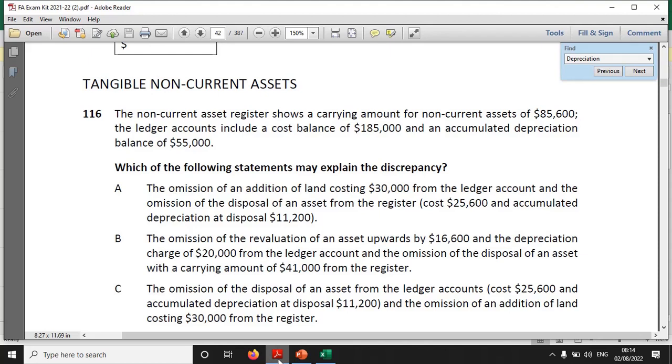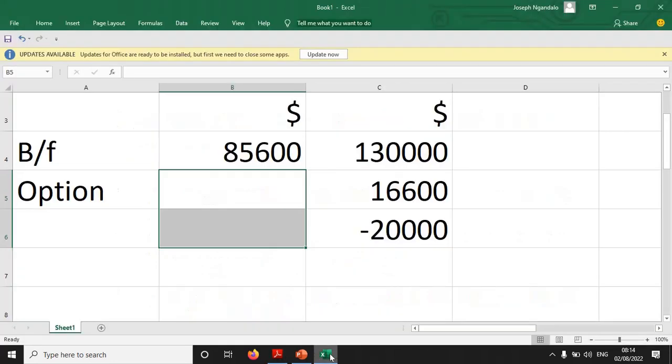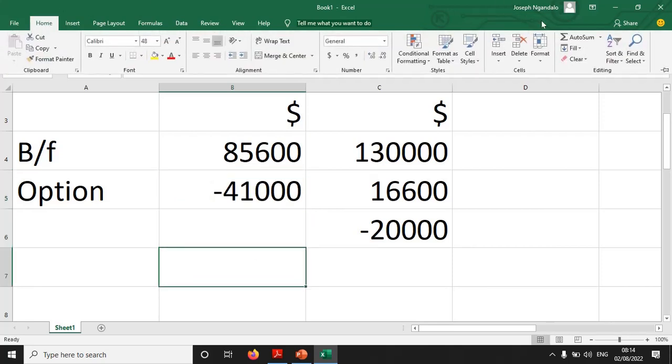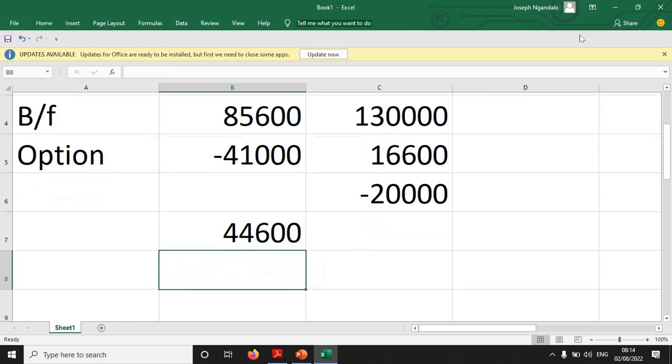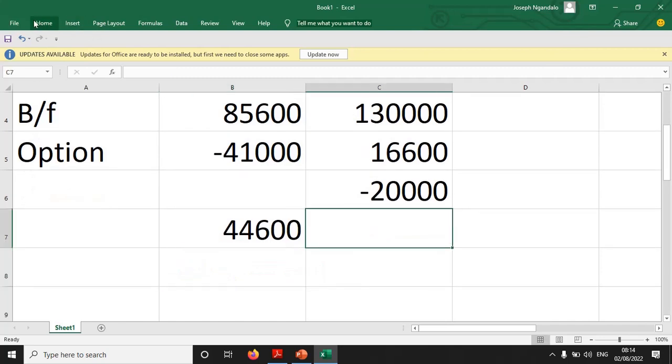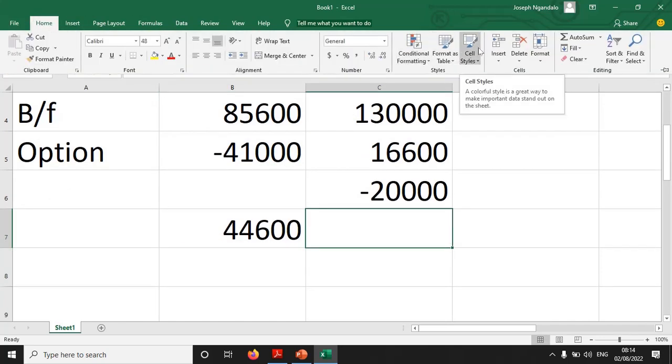We were told from the register a disposal was omitted, right? A disposal of an asset with a carrying amount of 41,000. If it was a disposal, what should you do? Minus, right? Now counter check the totals if they are making sense. This is that number there, and that is that number.